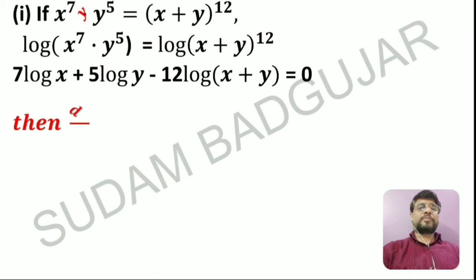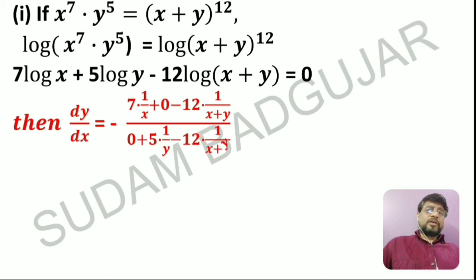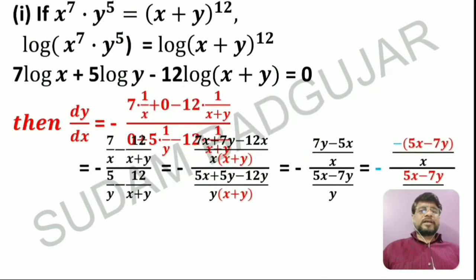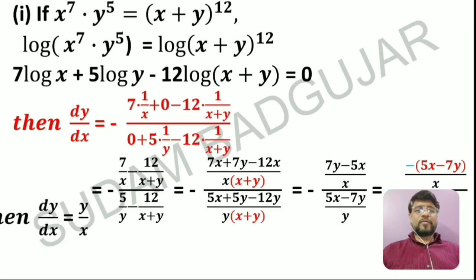Then for this derivative, dy by dx is equal to minus, what is the numerator? 7 into, what is the derivative of log x? 1 upon x plus 0. 5 log y becomes 0, minus 12 into the derivative of log of x plus y, which is nothing but 1 upon x plus y, divided by the derivative of 7 log x, which is 0 plus 5 into 1 upon y minus 12 into 1 upon x plus y. Again you have to simplify this, that is nothing but 7 by x minus 12 upon x plus y and so on. You have to simplify this. After cancelling it becomes y upon x.